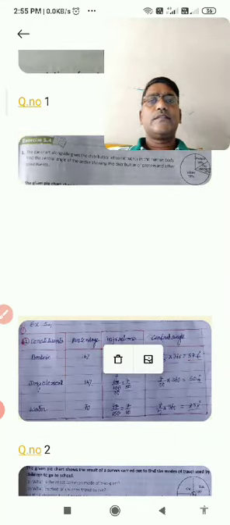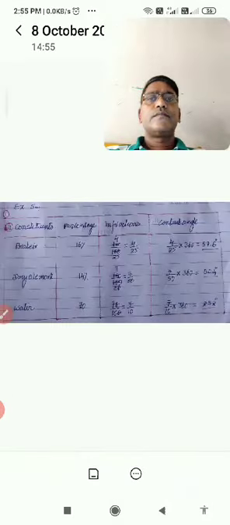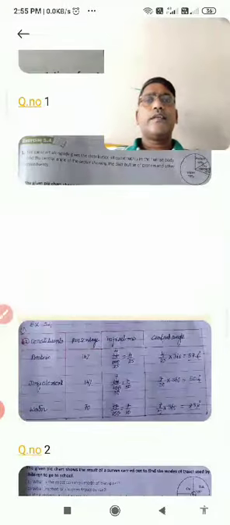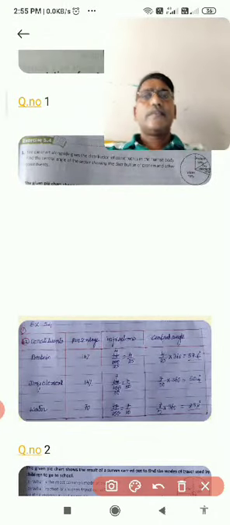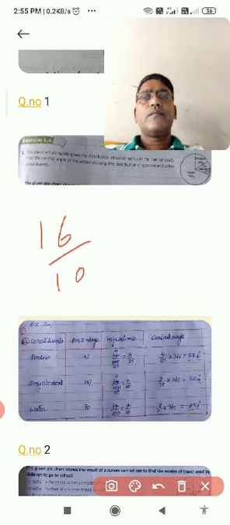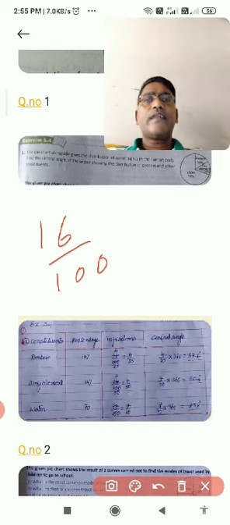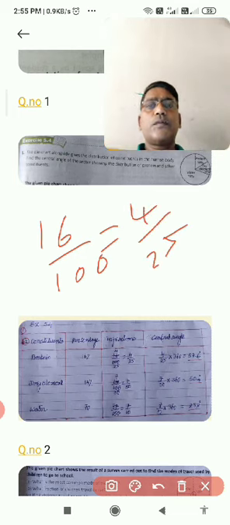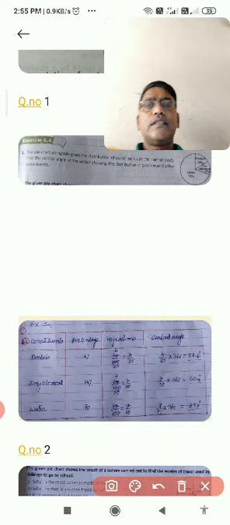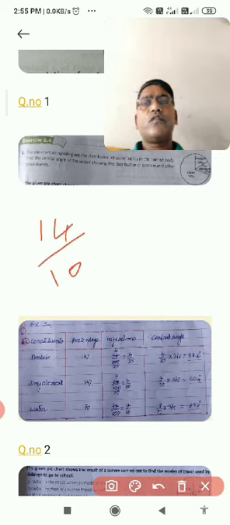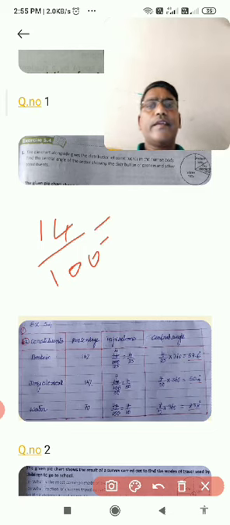See, this is. You see here, protein: first 16% is given. So 16 upon 100, because of percentage 100. By cancellation you get 4 upon 25. So this part is over. Same as the second one, 14%: 14 upon 100, so you get 7 upon 50.